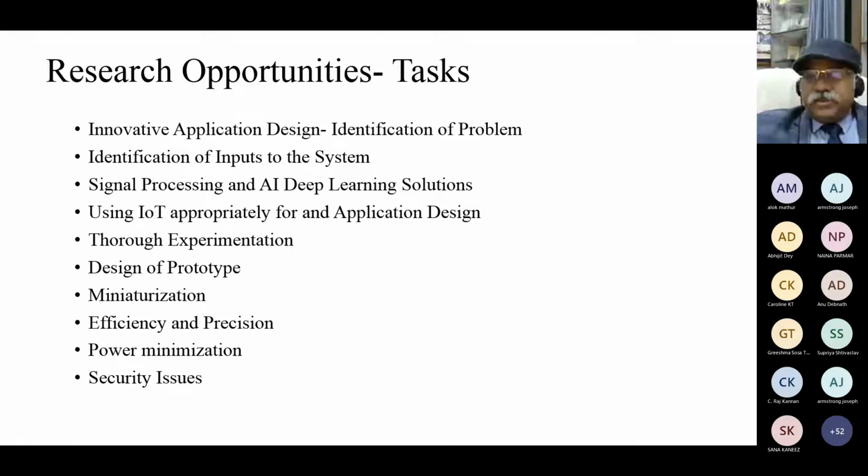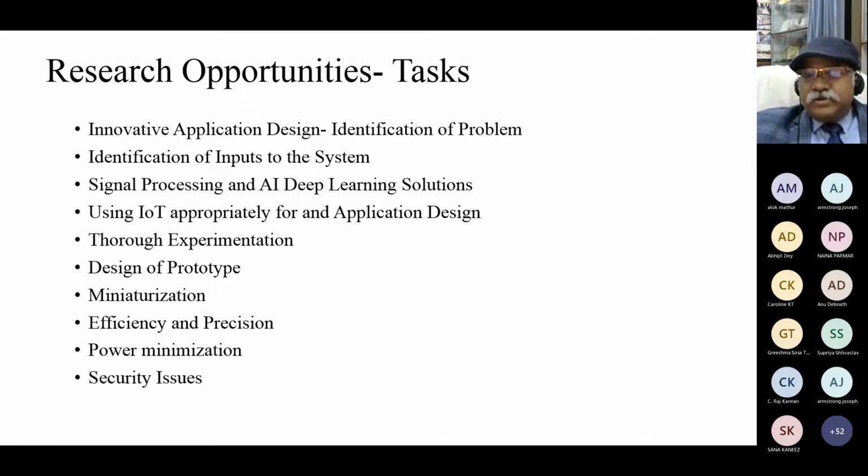So for signal processing and AI deep learning solutions, how will you process those necessary signals? In what way will they be processed so that your AI deep learning solution becomes suitable and appropriate for your research outcome? So this is important. These are the areas you have to concentrate upon.